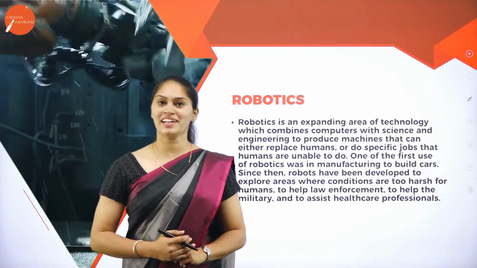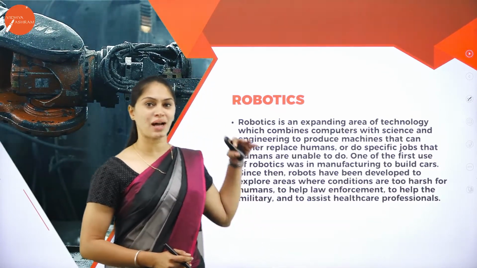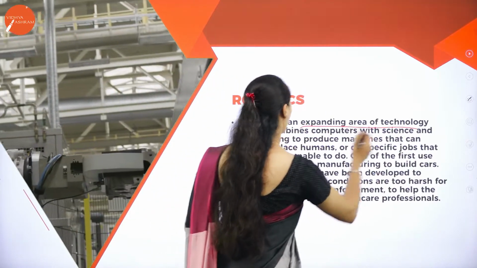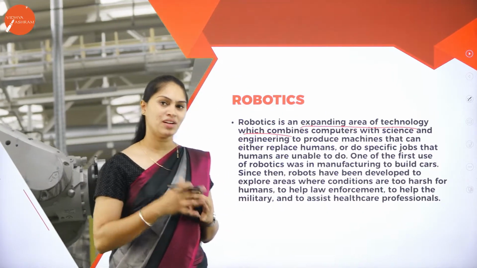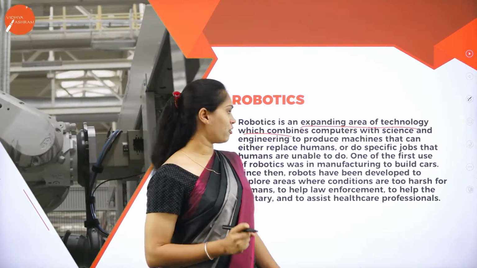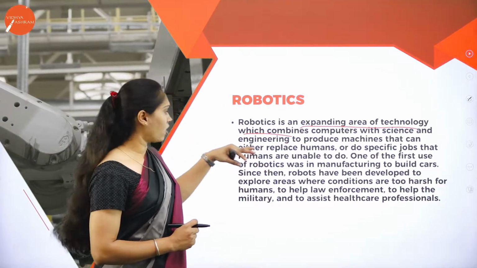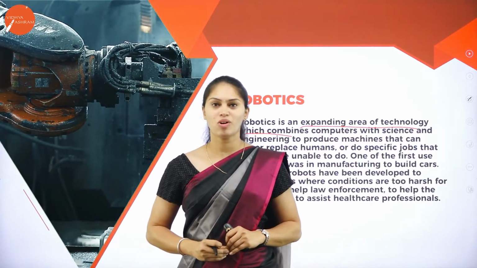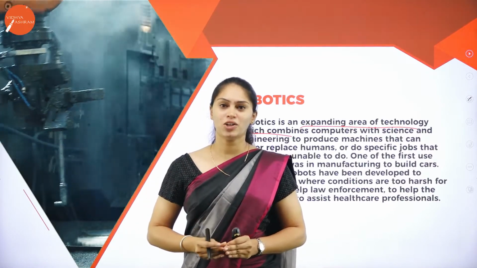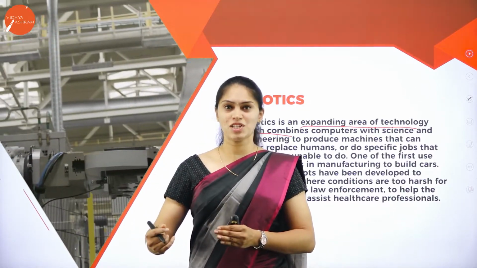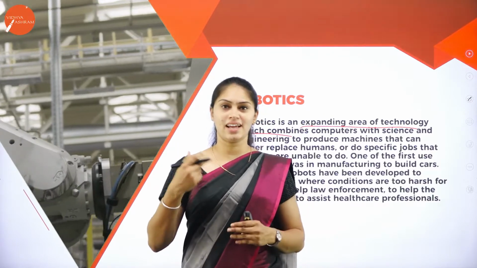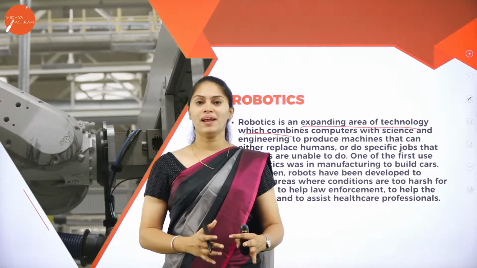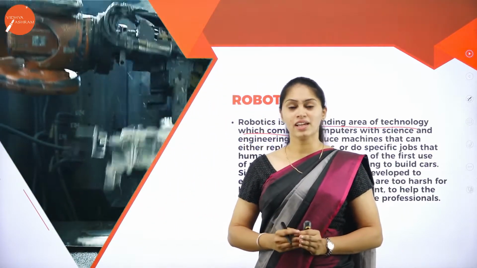Which is the next advantage of computers? I can use the computers in robotics. So what is this robotics? It is an expanding area of technology. Computers combine their working with science and technology along with engineering in order to produce machines. So those machines are nothing but what? Robots. So where can I apply the robots? When humans cannot do a job, or where complexity increases, or where a harsh situation could take place. In that place, I can replace the human with robotics.